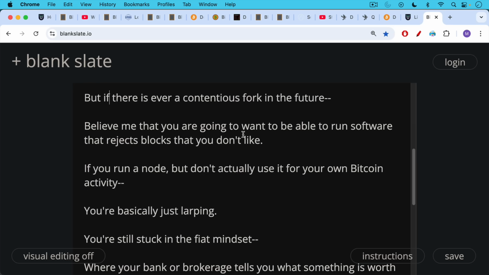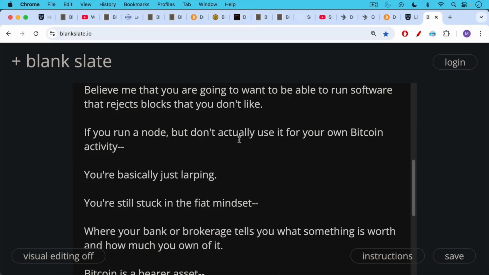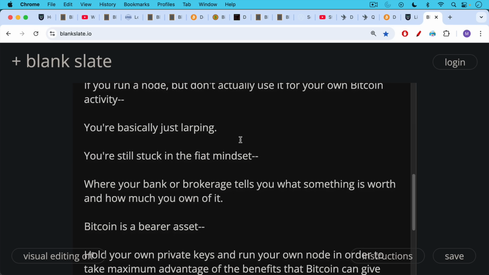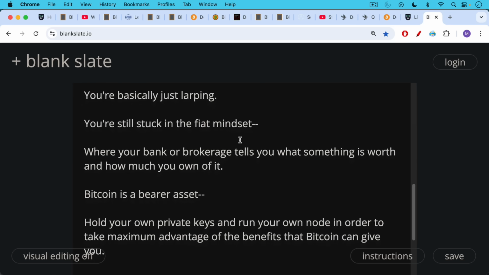If you run a node but don't actually use it for your own Bitcoin activity, then you're basically just LARPing. You're still sort of stuck in a fiat mindset where you're relying on your bank or brokerage to tell you how much you own of something and what it's worth. If you're relying on Trezor's node or Ledger's node to tell you how much Bitcoin you have and what it's worth, then you're doing it wrong, because Bitcoin is a bearer asset.